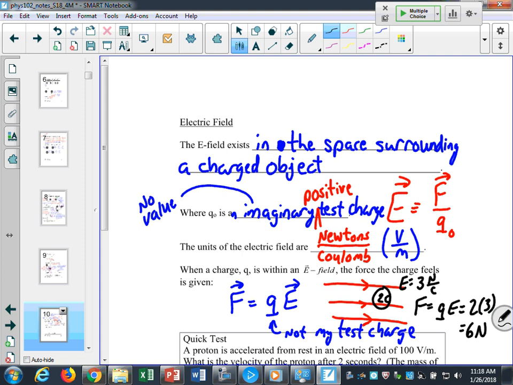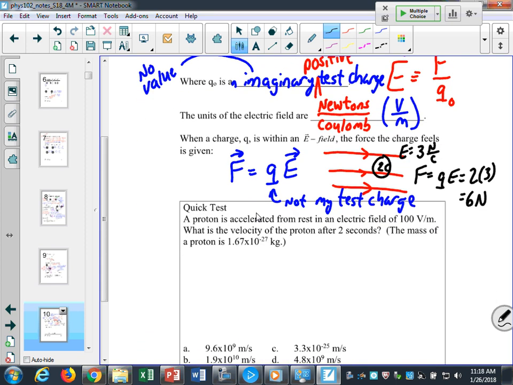All right? We'll come back to the test charge. You'll see how that's important a little bit later. Maybe not today, but we'll certainly come back to it.